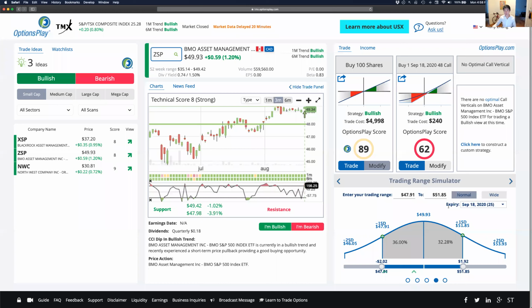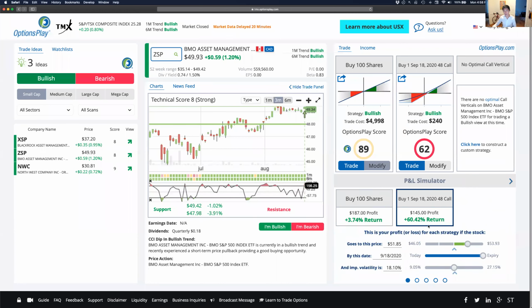Now, how do I know that's expensive? Because as you can see here, even if the stock reaches that 1 standard deviation move, I'm still only looking at a 60% return on my capital. And remember, I'm risking 100%. So in a good scenario, I'm looking at a 60% return while I'm risking 100. That's not really one that I want to take.